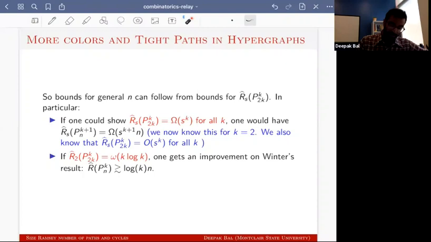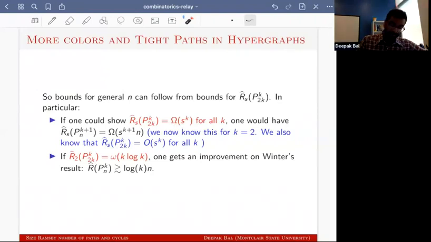So in particular, if you could show that this thing was at least s to the k for all k, then you would have the lower bound s to the k plus 1 times n for all k. And we know this for k equals 2 now. And we also know that this quantity here is at most big O of s to the k. So I mean, the best you could hope to prove is at least s to the k here.